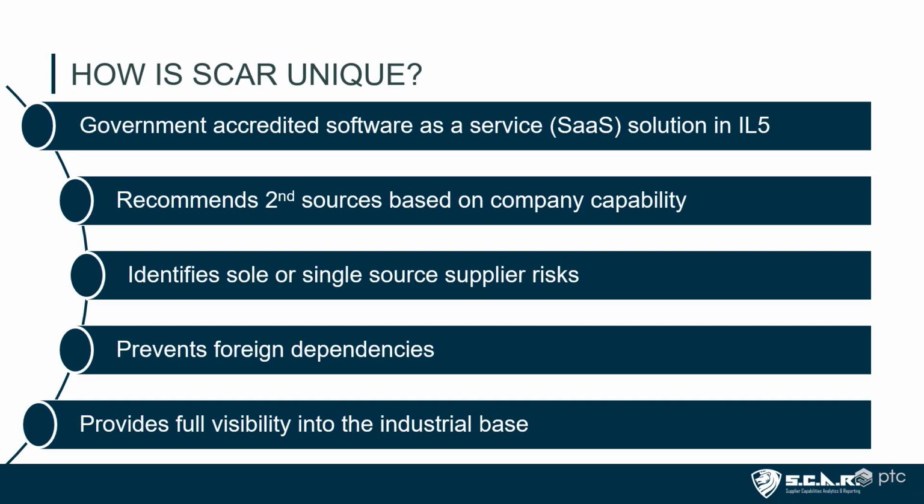So how is SCAR unique? I'm sure that you've used other supply chain software previously. Well, our software is an accredited software that's in IL5. Not only that, but it can be integrated with Windchill PLM, and we do currently have the Navy as our customer. One of the main points of our software is to prevent foreign dependencies. It's also unique in the fact that it will provide full visibility into the industrial base.